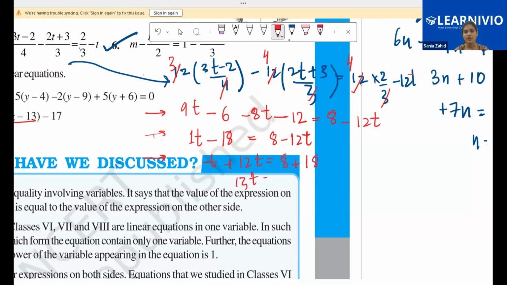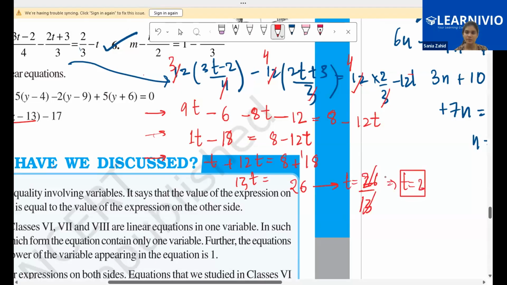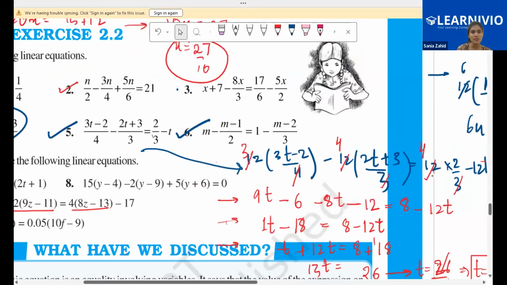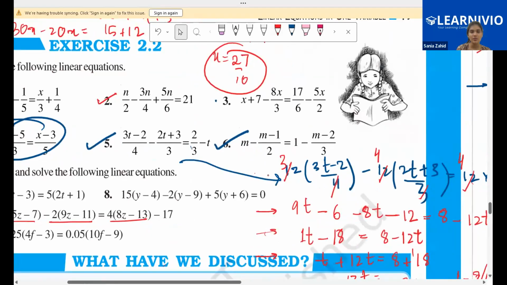What do you get on the right side? Ma'am, we get 26. So t is equal to 26 by 13. Ma'am, it is 2. t is equal to 2. Right? Yes, ma'am. Good. So now next we do the sixth question.